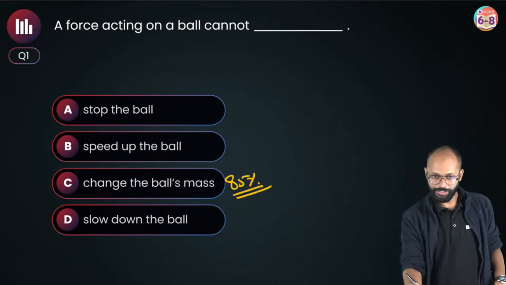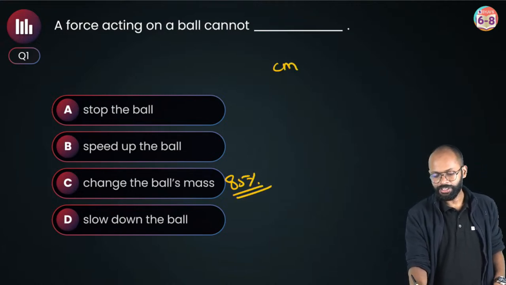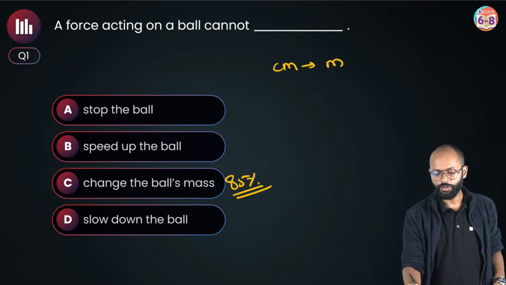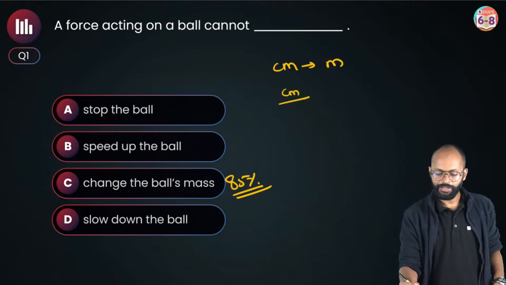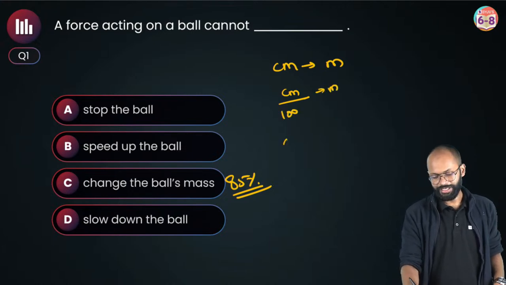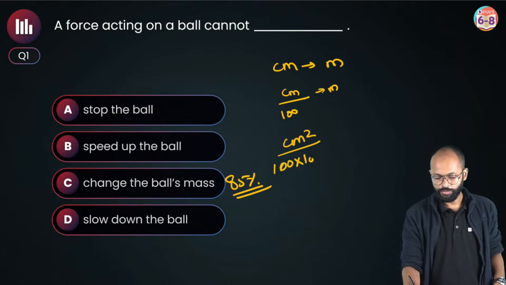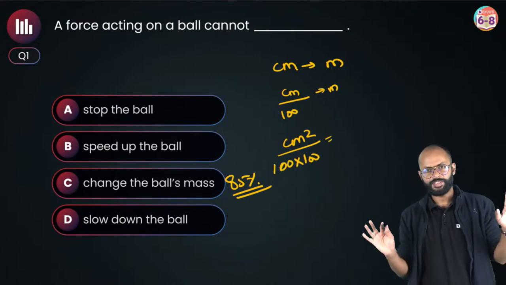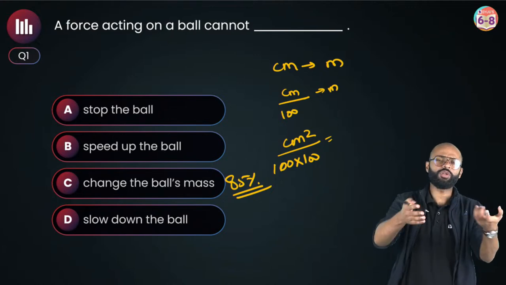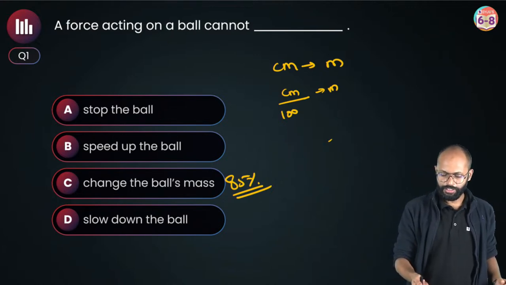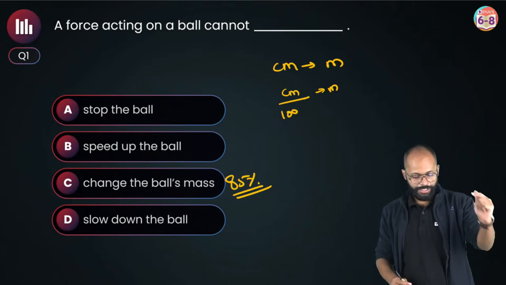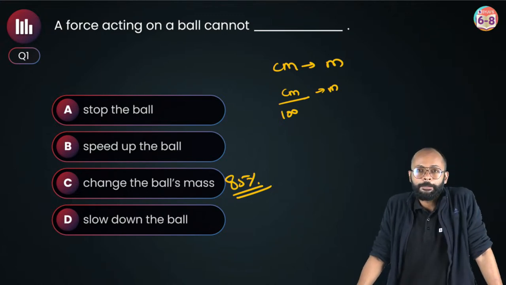85%. Yes, somebody is asking me. I think Swami is asking me, no? See, if you want to convert centimeter to meter, what do you do? You divide centimeter by 100 to convert into meter, right? So centimeter square will be how much? 100 into 100. Theek hai? If you have centimeter square, multiply it by 10 to the power of minus 4. Clear? Yes.